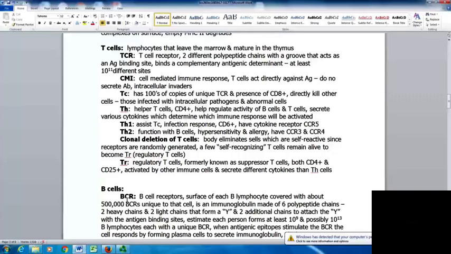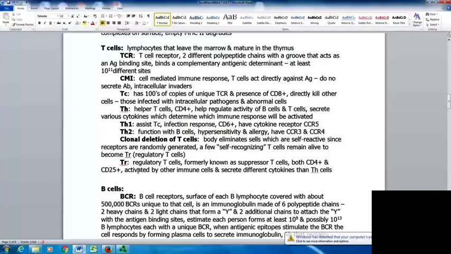So Th1 is one subset of the T helper cells. These will assist the cytotoxic T cells in an infection response. They're CD6 positive, and they have a cytokine receptor called CCR5. The Th2 function with the B cells. They're more involved with hypersensitivity and allergy responses. These will have the cytokine receptors CCR3 and CCR4.